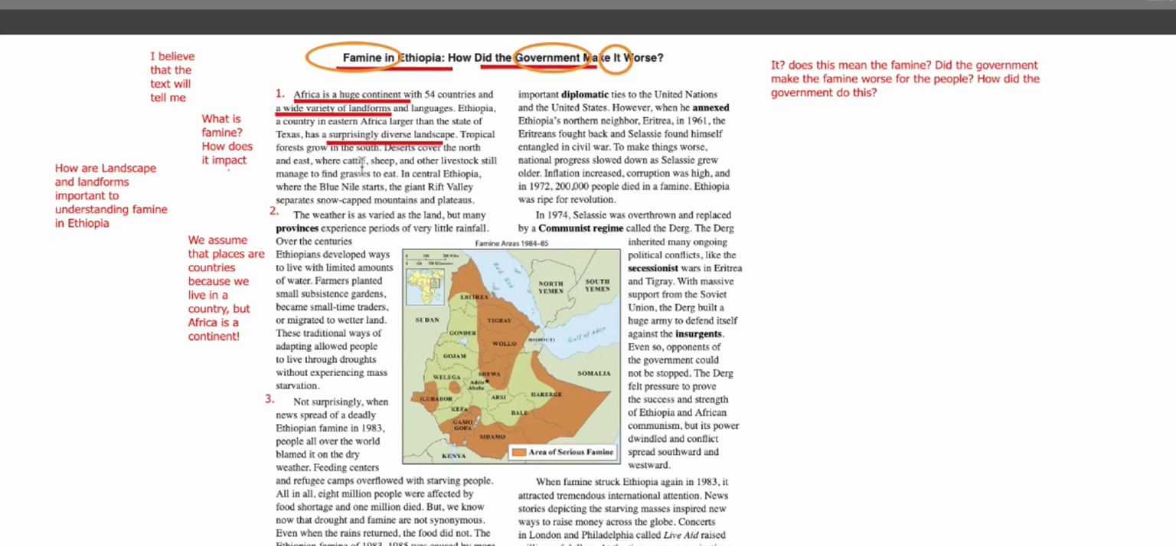Tropical forests grow in the south. Deserts cover the north and east, where cattle, sheep, and other livestock still manage to find grasses to eat. In central Ethiopia, where the Blue Nile starts, the giant Rift Valley separates snow capped mountains and plateaus. Wow, that is a lot of different or diverse landscapes, as they said. So, as I'm thinking about this, in one area, you can have tropical forests, which I know are lush and leafy, and there's a lot of different insects in the forest. And that's in the south.